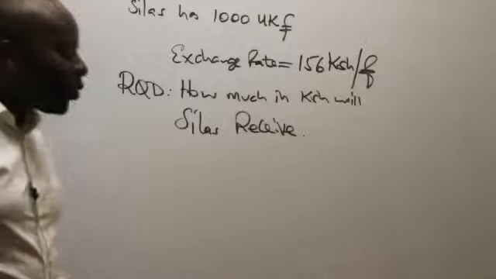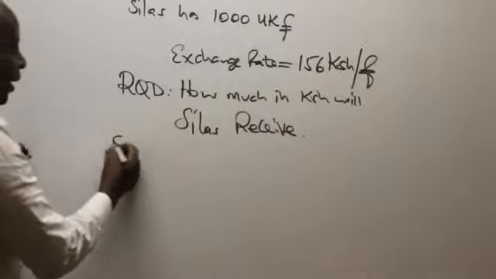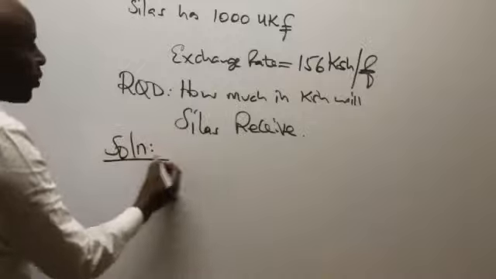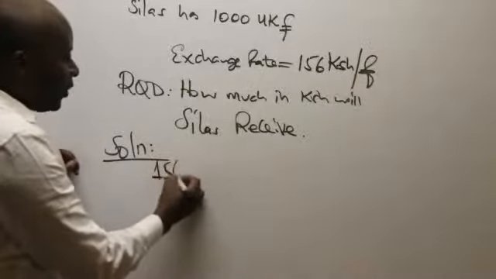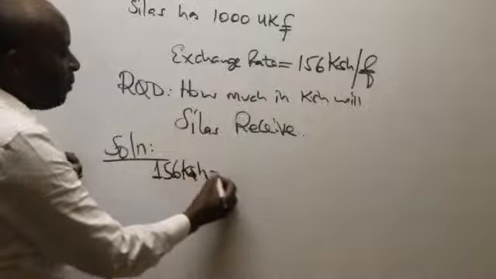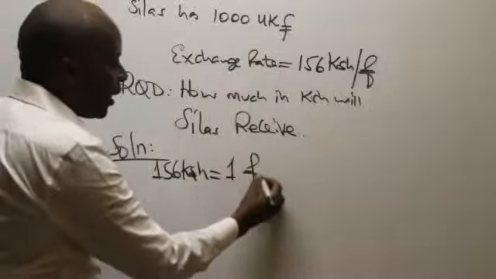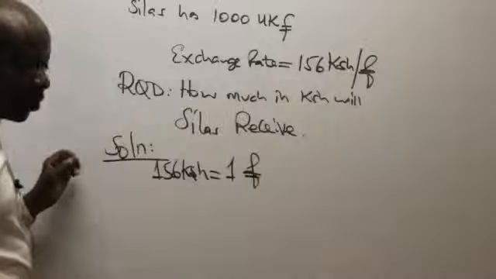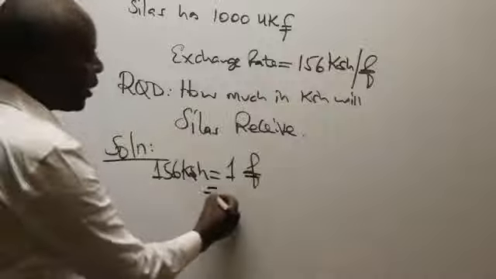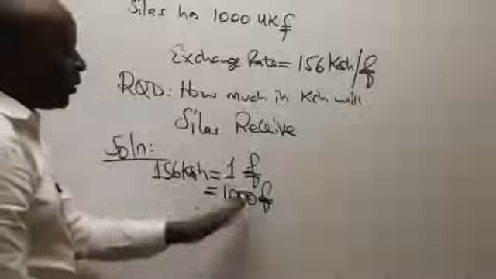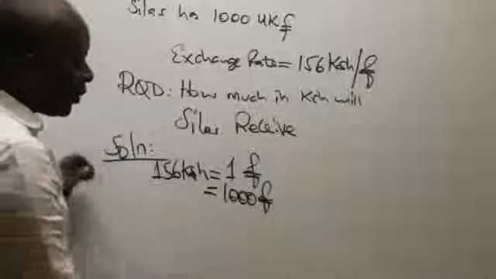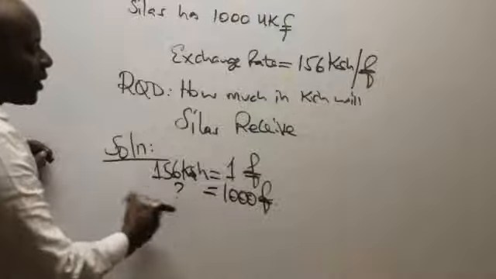Great. So what they have told me is quite a very interesting thing. Solution. We have 156 Kenya shillings being equal to 1 pound. How about the 1,000 pounds, that you can see I'm putting on the same column? How about the 1,000 pounds that Mr. Silas has?